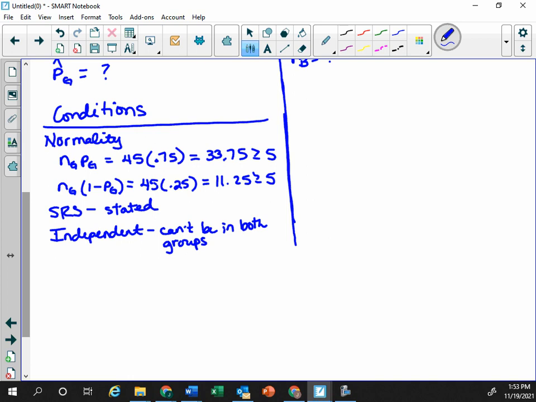All right, then we're going to do those same conditions for the proportion of boys. They're going to be super similar other than the numbers when you're doing the normality check. Just something about, yes, they're independent because you can't be in both populations, whatever groups we're talking about here, okay?